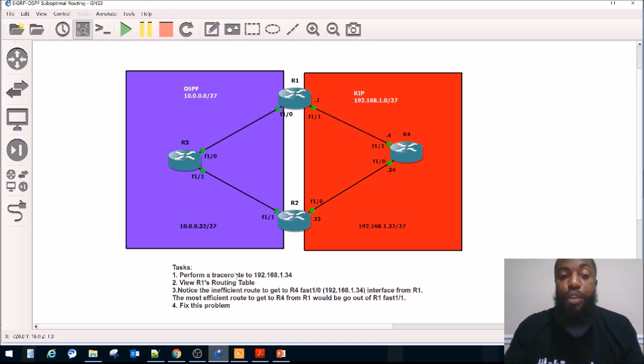Task number 1: perform a traceroute to 192.168.1.34. Where's that? It's located right here, right?